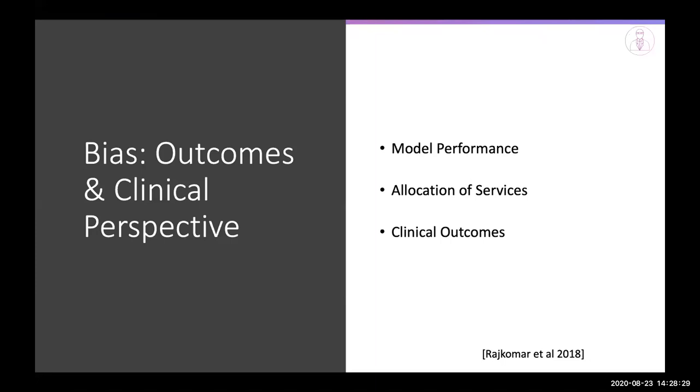I want to talk about how we think about outcomes and the clinical perspective with regards to bias and fairness. I mentioned these three buckets earlier in the presentation, and this actually draws from the Rajkumar paper cited below that talks about the three axes of distributive justice in fairness in healthcare. It's a really good paper, and this is an important concept. So I want to walk through an example with regard to these three tracks.